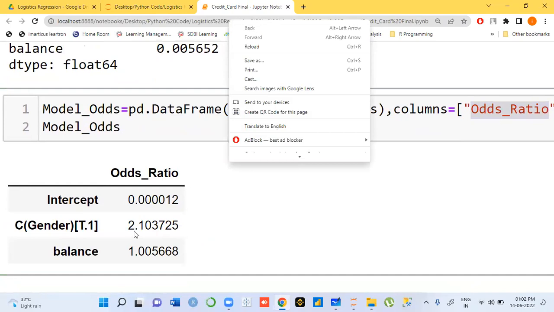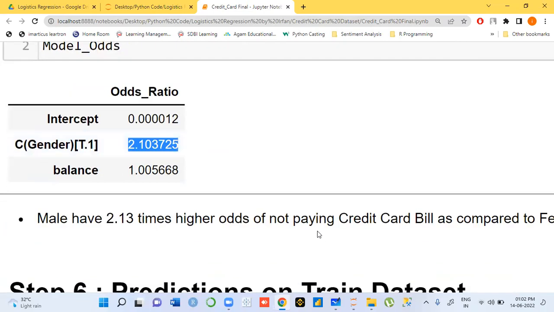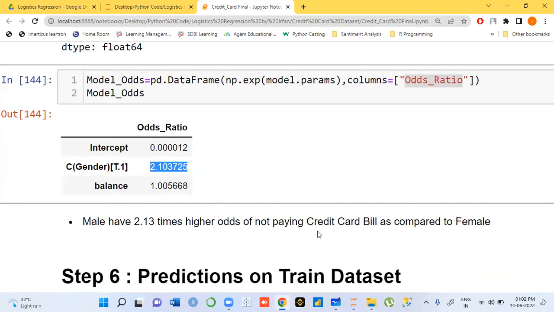What is the number we have for male, guys? So here we said 2.1 times higher chance that a male will not pay the credit card due as compared to female. So males have 2.13 times higher odds of not paying the credit card bill as compared to females. Same way we have done in the classroom.